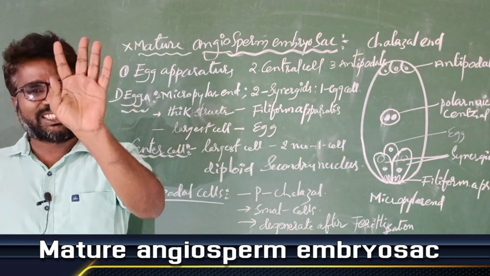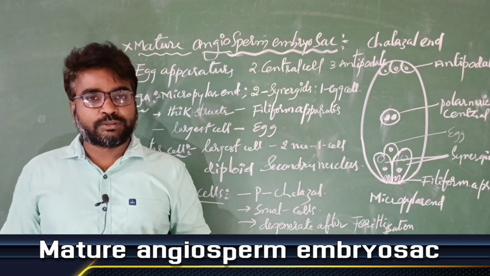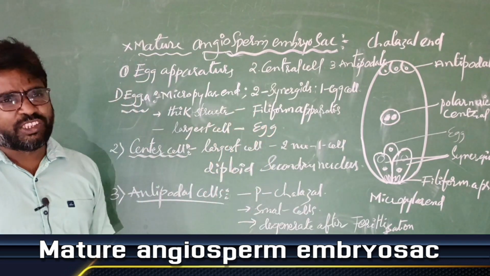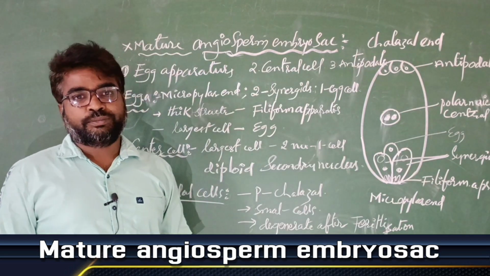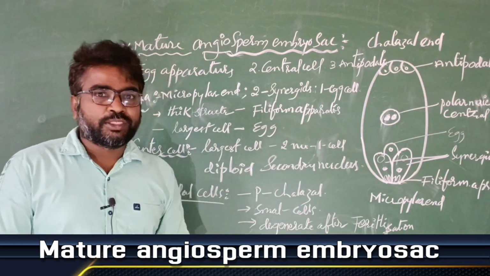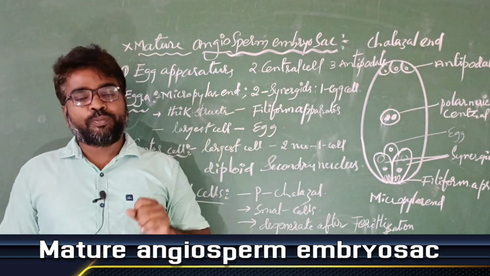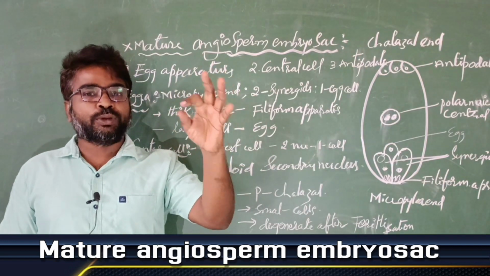Here only three side headings are there. If you learn the three side headings, you can write very easily and you can get 8 marks out of 8. Okay, let us enter into our topic, that is the matured angiosperm embryo sac.